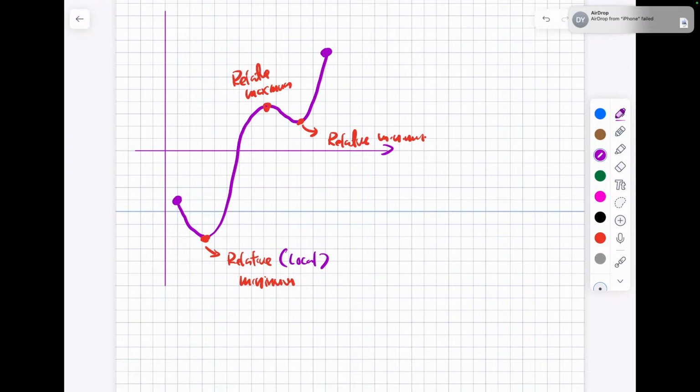Anyway, so this point is known as the absolute maximum. And this point, not only relative, can have two names: it can be an absolute minimum.